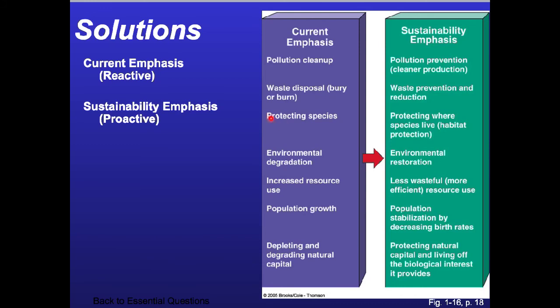Waste, protecting species, instead of trying to wait to the last second with species, trying to protect them now. Environmental degradation, where here they try to restore. And so on. Increased use of resources, population growth, and depleting natural capital.